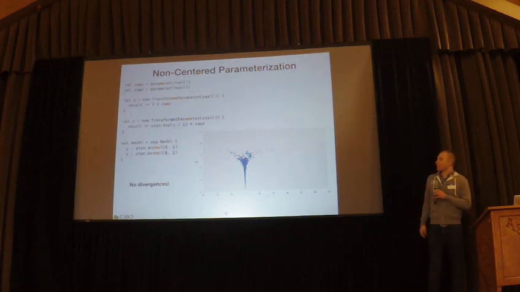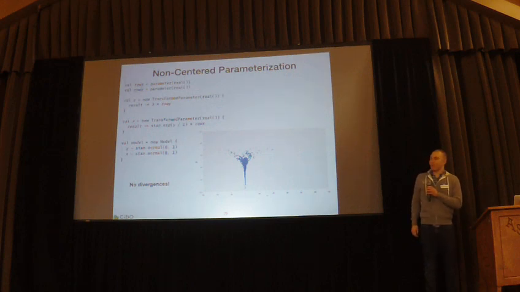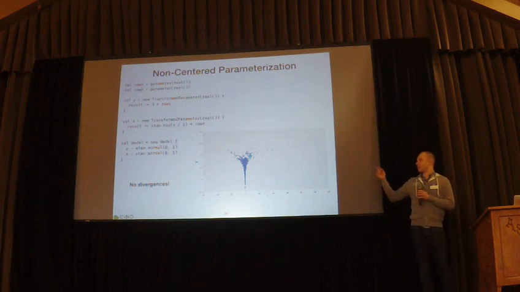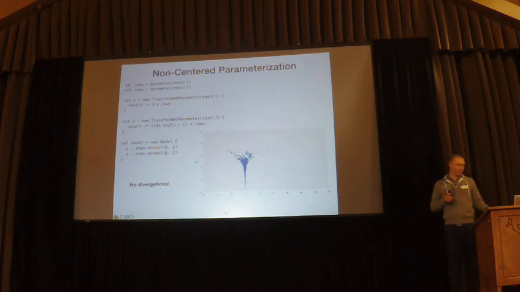We did this in ScalaStan by introducing two transformed parameters, just like the Stan version, and then we sample from the non-centered distribution.